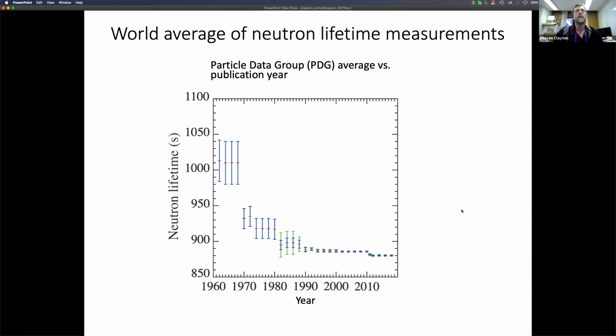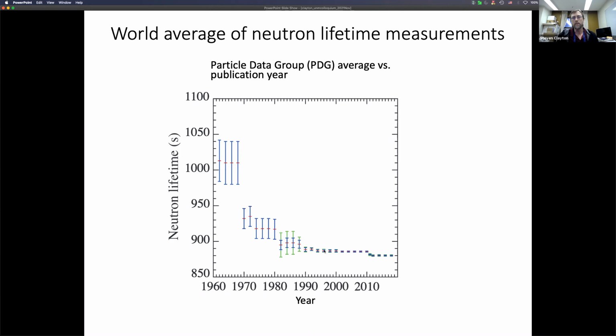Okay, so in that light, here's the world average of neutron lifetime measurements over the years, by publication year. The Particle Data Group is like the CODATA for particle physics. They try to summarize the state of the field for various particle physics measurements. You can go back to the 1960s for the first of these, and it's a pretty rough measurement. That's okay, they're just learning how to do that. They get better and better. And as you can also see, well outside the error bars, the trend is going down.